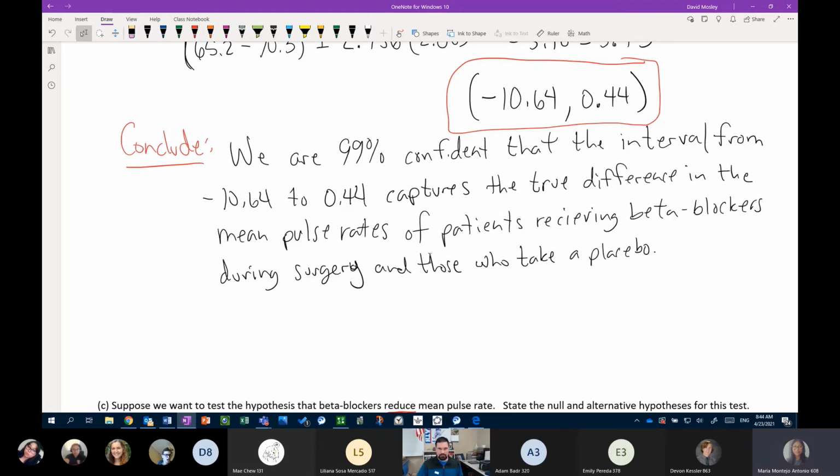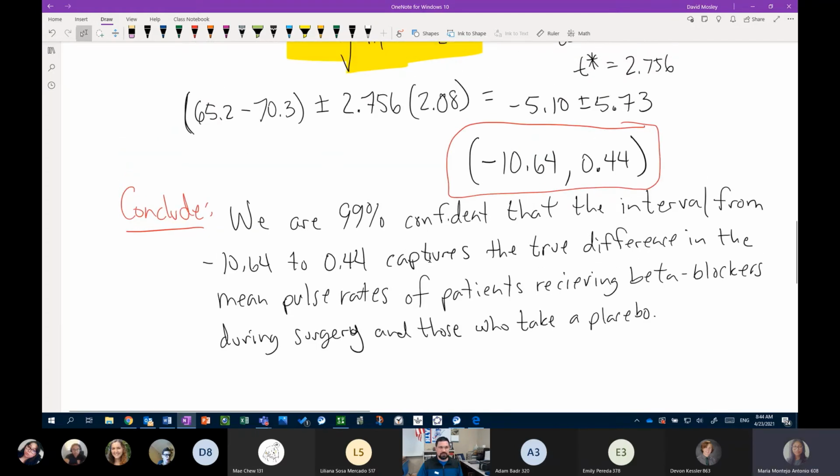You got 2.756 from table B, right? Correct. Okay, thank you. Would you like to see table B and how we got that, or do you understand how we got there? If you can go through it, please. I can do that.